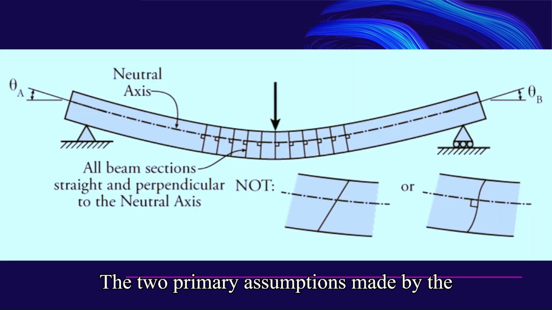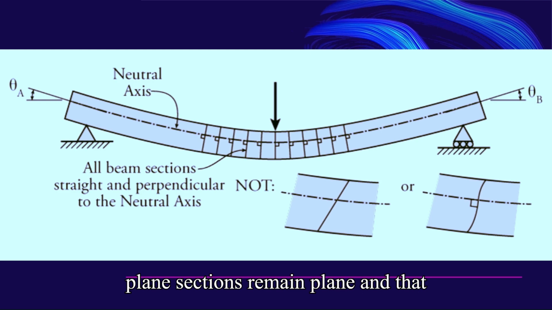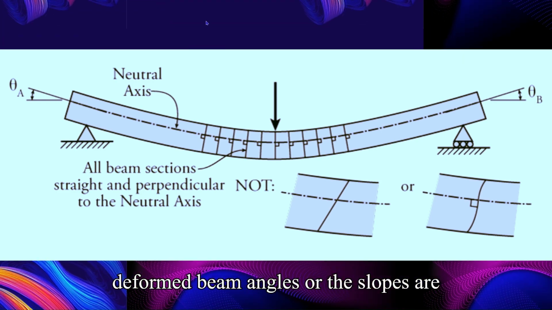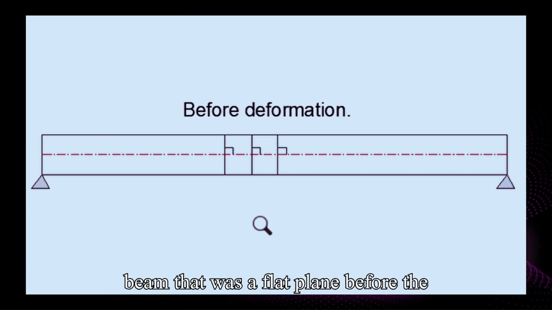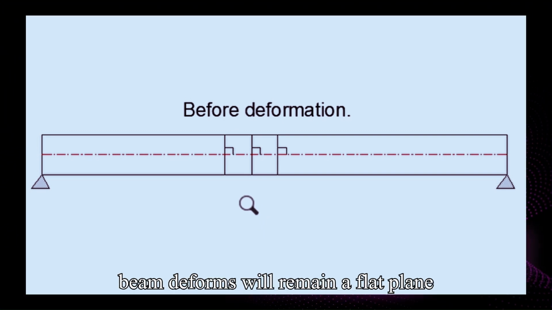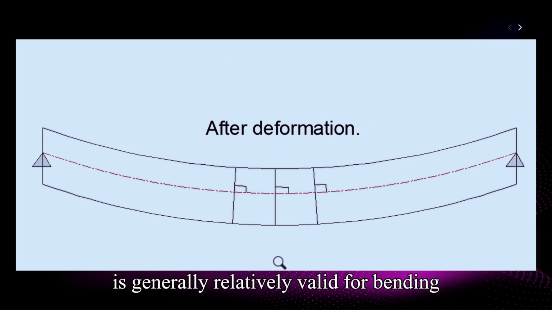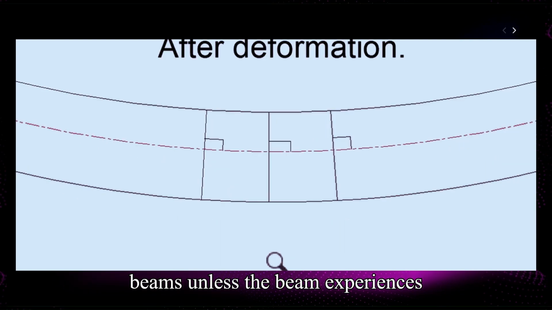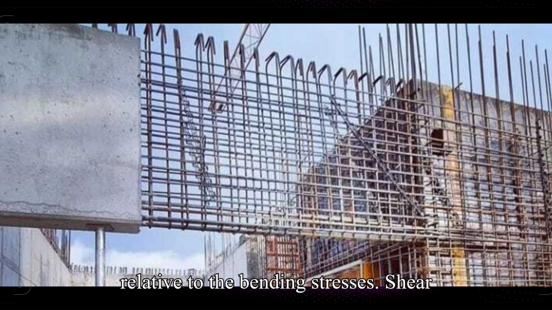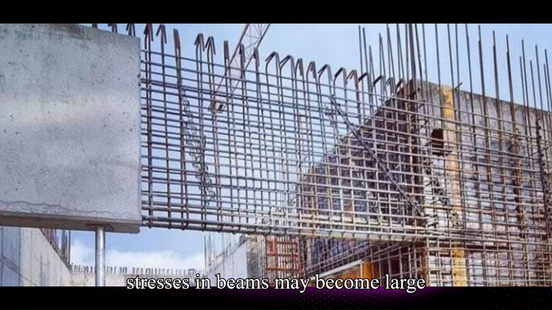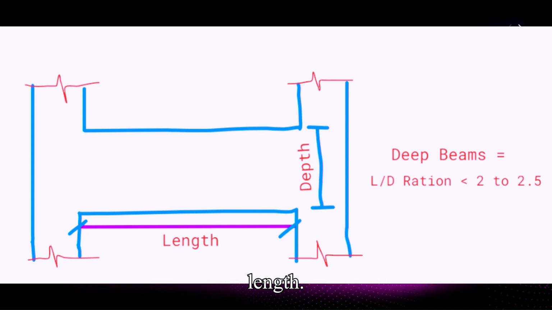The two primary assumptions made by the Bernoulli-Euler beam theory are that plane sections remain plane, and that deformed beam angles or the slopes are small. The plane sections remain plane assumption assumes that any section of a beam that was a flat plane before the beam deforms will remain a flat plane after the beam deforms. This assumption is generally relatively valid for bending beams unless the beam experiences significant shear or torsional stresses relative to the bending stresses. Shear stresses in beams may become large relative to the bending stresses in cases where a beam is very deep and short in length.